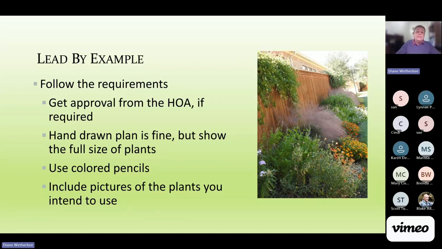And if you look at that bed, you can see it's very intentional. It's well designed. It has clumps of different plants. It's not just kind of thrown together. It is one showstopper. I love this garden.